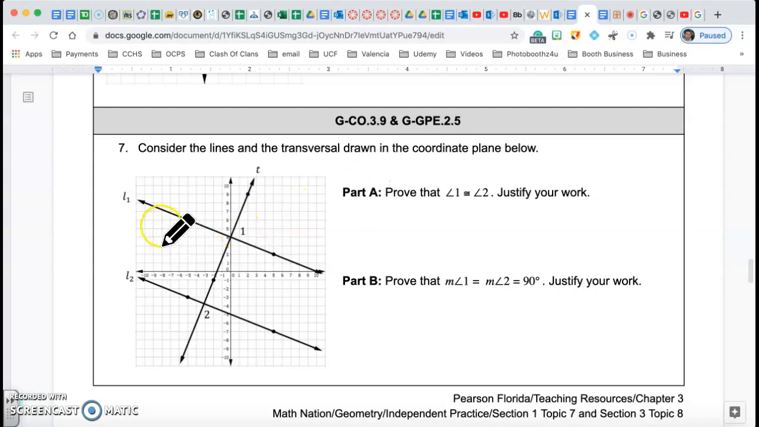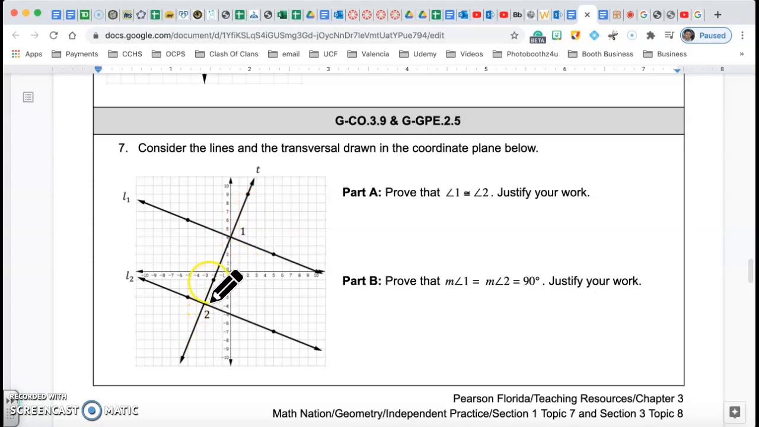Again, we have 2 lines, L1 and L2. Transversal is the one that cuts them, right? The one that cuts both lines. Transversal, and they call it T. Okay, prove that angle 1 is congruent to angle 2. All right, and the second part is prove that measure of angle 1 plus measure of angle 2 is equal to 90. Justify your work. So let's explain. So first of all, they're saying prove that those 2 angles are congruent. And then I have to prove that they're 90.